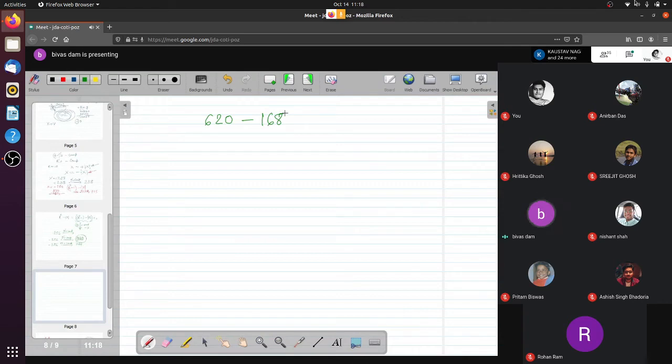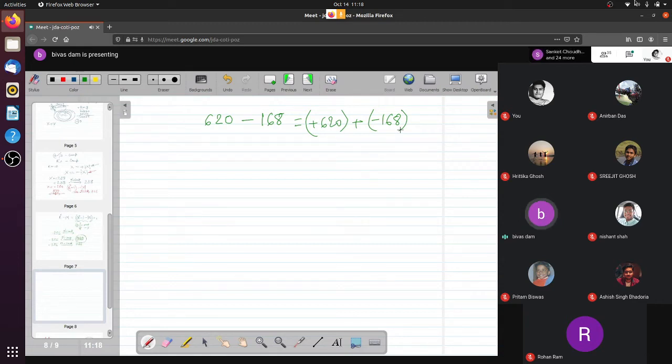I want to perform this operation using the addition scheme. So that means what I need to do is plus 620 plus of minus 168. As the number system we are using is decimal, either you go for the 9th complement or the 10th complement. Let us carry out the scheme using the 9th complement scheme.